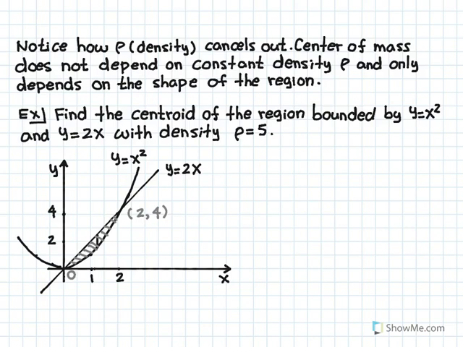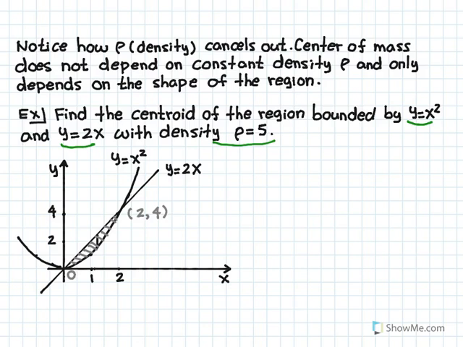All right. So the question here is to find the centroid of the region bounded by y equals x squared, y equals 2x, with density rho equal to 5. Now, I know that density cancels out, but with these questions, I always include the density because sometimes in the exam, they will ask you to compute the moment, say the moment with respect to the y-axis, then you have to include the density. All right.